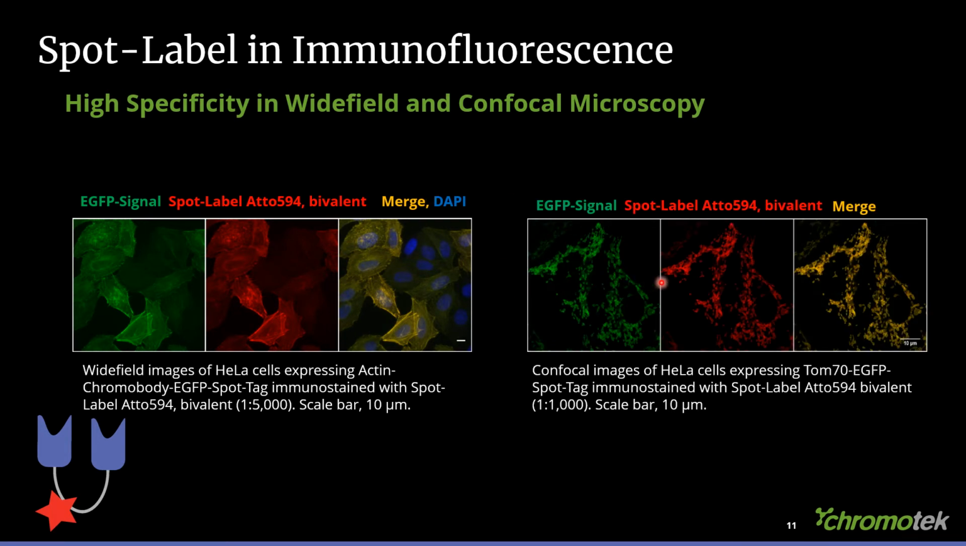On the right hand side you can see confocal images of HeLa cells that are expressing Tom70 EGFP Spot-Tag. On the left hand side you can see the EGFP signal as a control, in the center you can see the Spot-Label signal, and on the right you can see the merge. And you can see the merge is perfect. You have a perfect overlay of the Spot-Label and the control EGFP signals.